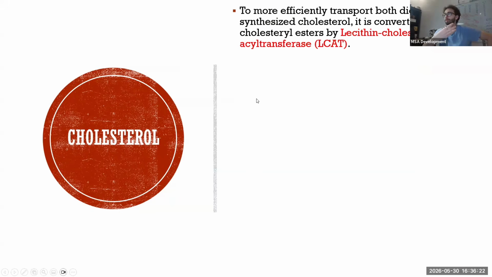Cholesterol in the body cannot freely move on its own. It has to be in the form of esters to move. It has to be esterified. طيب, what adds this ester على الكوليسترول? An enzyme called lecithin cholesterol acyltransferase, LCAT. It esterifies cholesterol so that cholesterol can move in the body better.